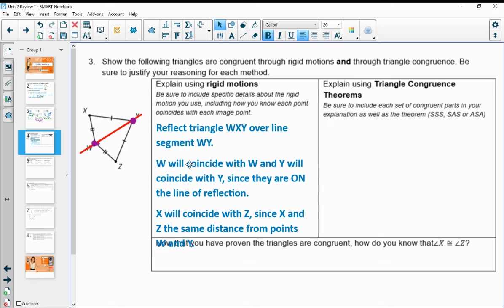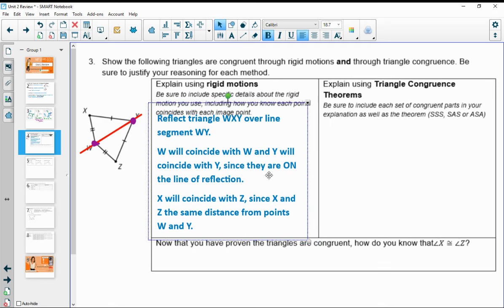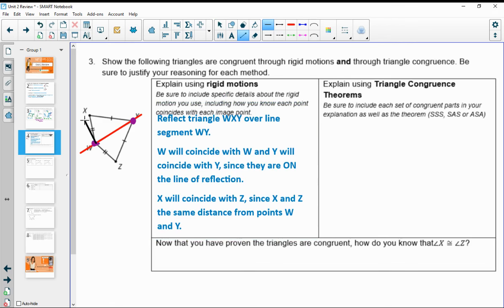So let me move this up a little bit here. Since we see that X is this far, let me change the color here. So we know that X is this far from W and Z is that far from W. X is also this far from Y and Z is that far from Y. And lines can only intersect at one point. So if we have this, they'd have to intersect on Z since they're the same distance from W and Y.